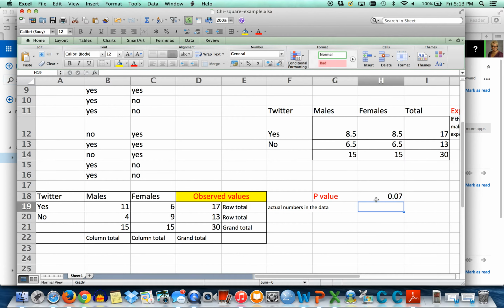Okay, so the p-value is 0.07. That is higher than 0.05. So 0.05 is always going to be the magic number that you are looking for to determine significance.